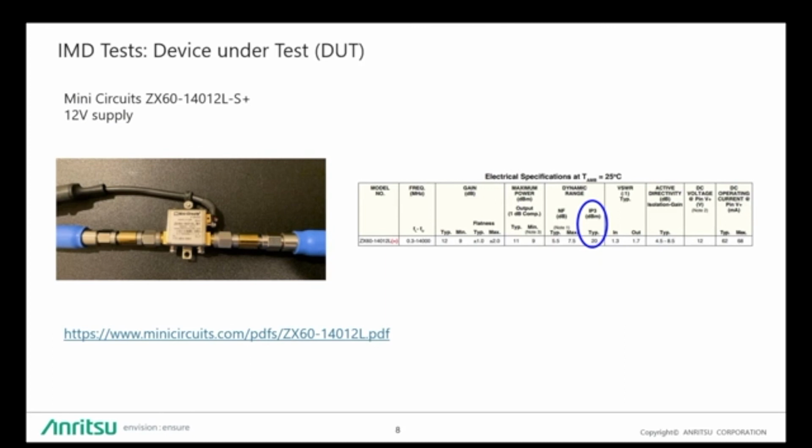So here's the device under test, the DUT. I've chosen a very simple device. It's a Mini-Circuits amplifier, the ZX60, which has a gain of around 10 or 11 dB. As you can see, I've circled the IP3 specification. That spec is about plus 20 dBm. So the purpose of this exercise is to figure out whether the VectorStar measures that correctly, or how close we get to that number, the output IP3 of plus 20 dBm.